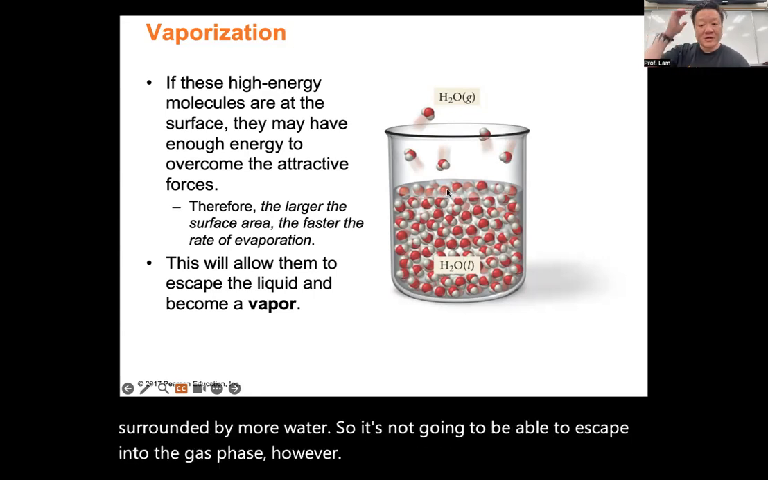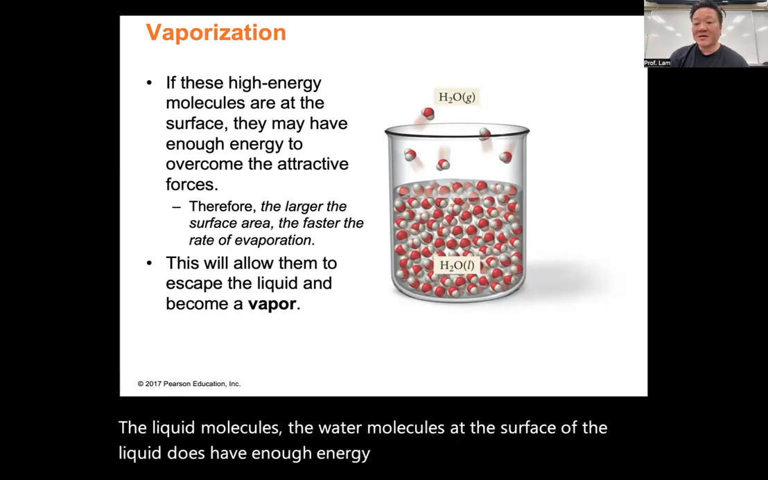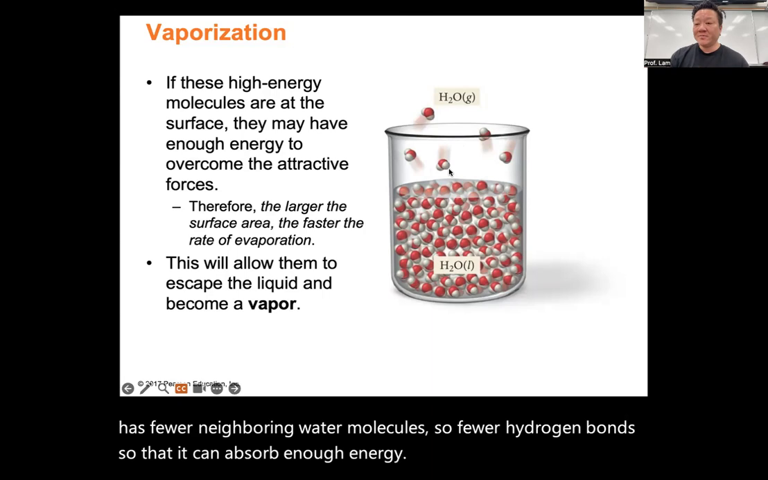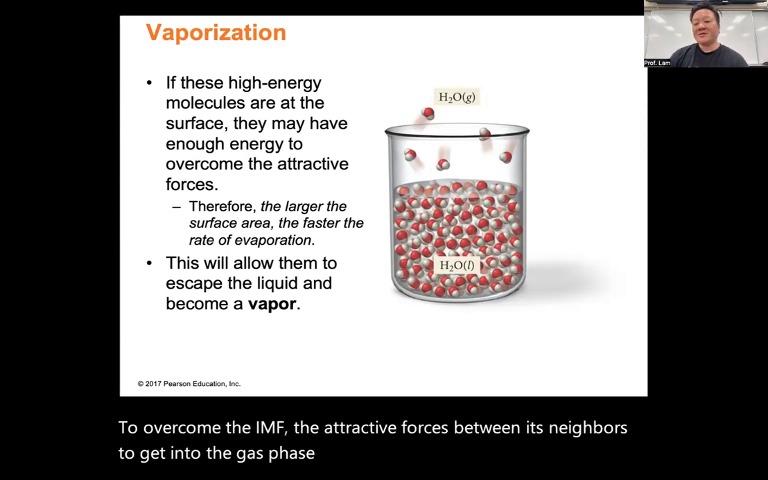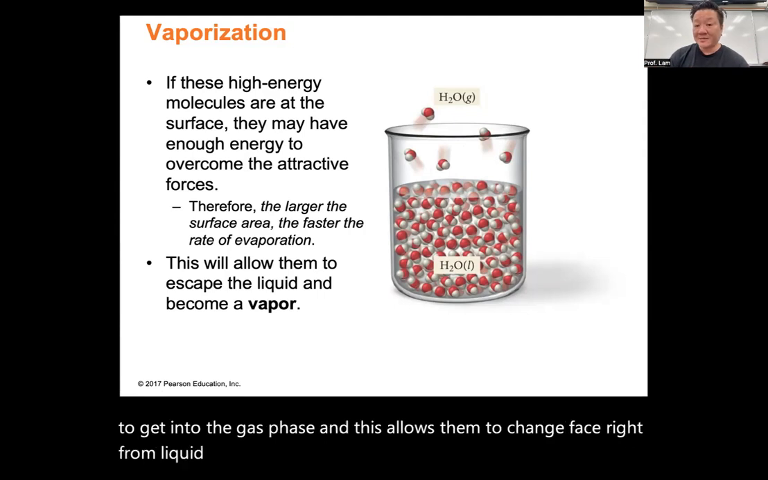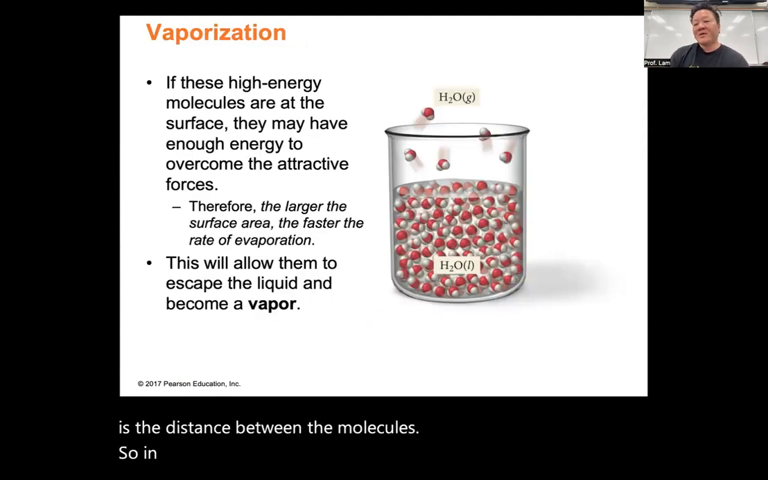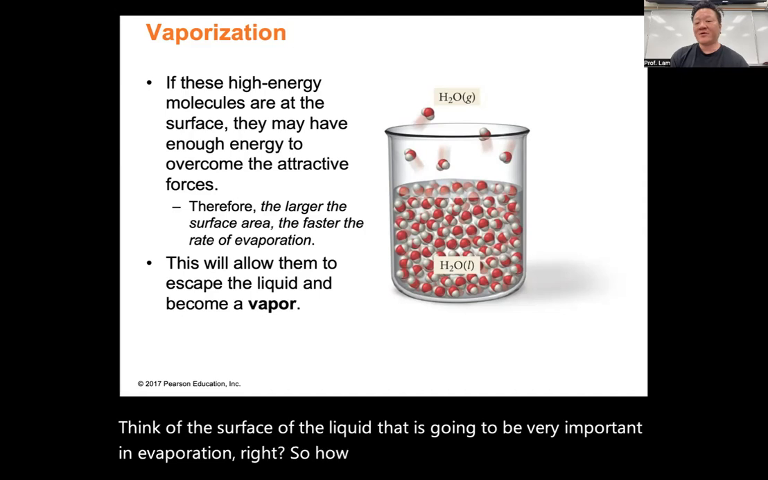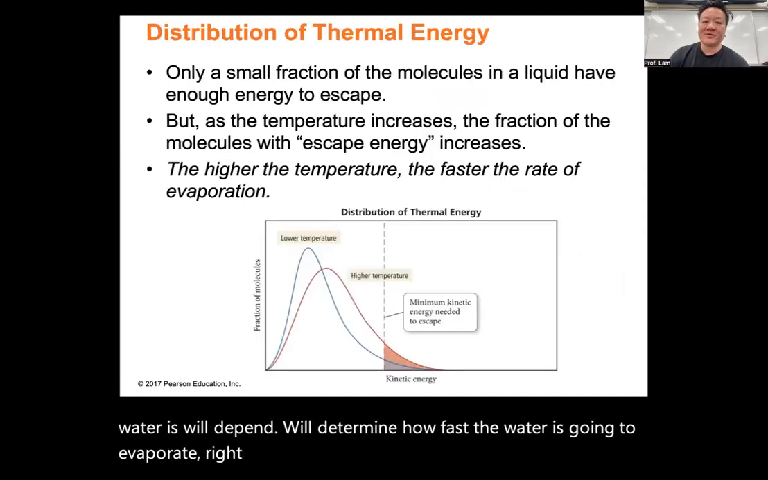So it's not going to be able to escape into the gas phase. However, the water molecules at the surface of the liquid do have enough energy because they're not tied down, right? They have fewer neighboring water molecules, so fewer hydrogen bonds, so they can absorb enough energy to overcome the IMF, the attractive forces between their neighbors, to get into the gas phase. And this allows them to change phase from liquid state to gas. Remember, the only difference there is the distance between the molecules, okay? So in evaporation, think of the surface of the liquid; that is going to be very important. How big the surface of the water is will determine how fast the water is going to evaporate and go into the gas phase.